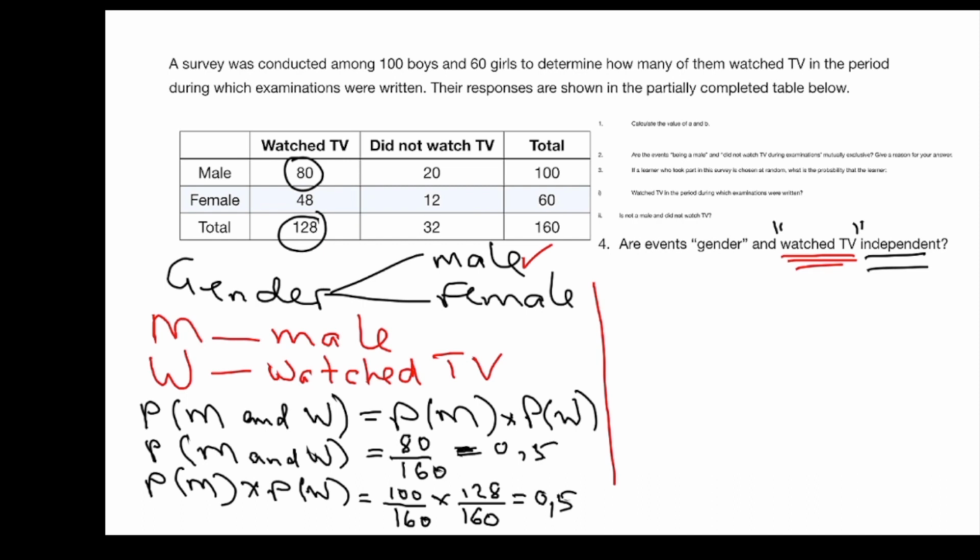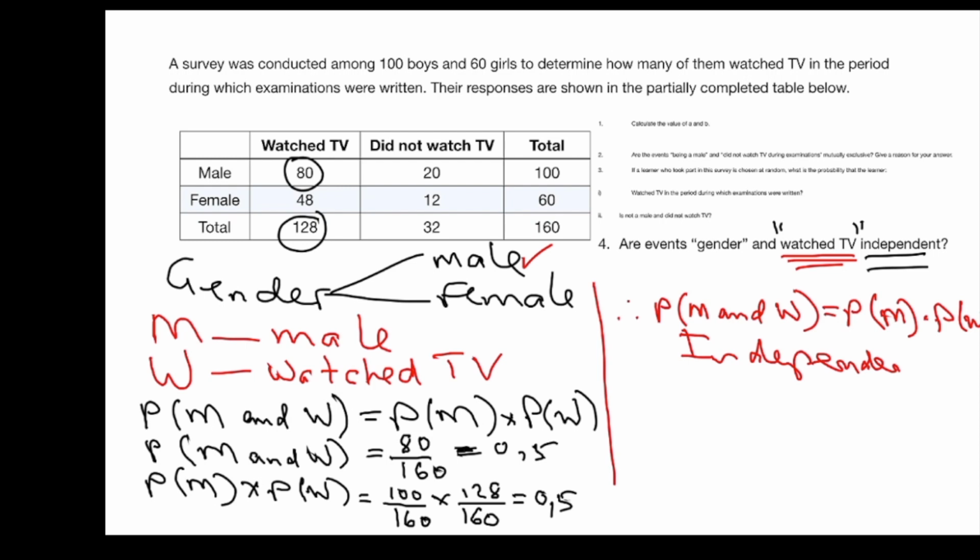So what is the conclusion? Clearly, the conclusion is that the probability of M and W is the same as the probability of M multiplied by the probability of W, which means these two are independent. And I think it makes sense because watching television should not really depend on whether you are a boy or a girl. All right. Now, I used male to answer this. You could have chosen female, you will get the same answer.